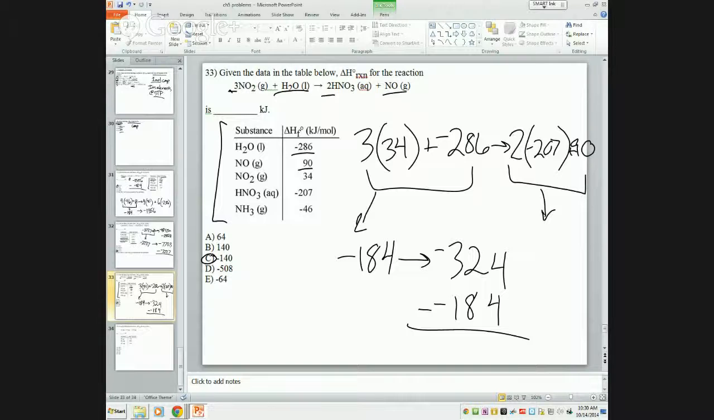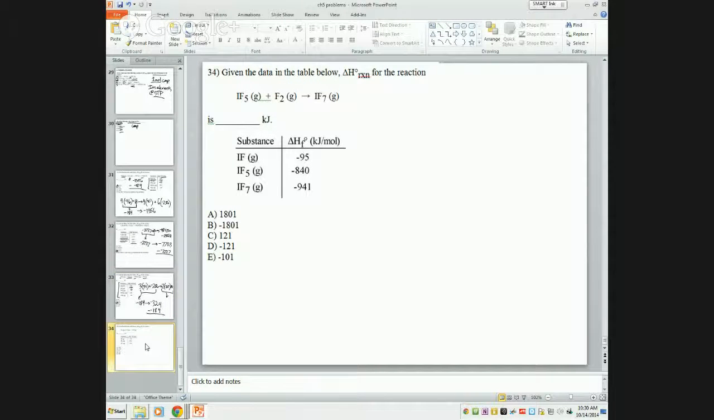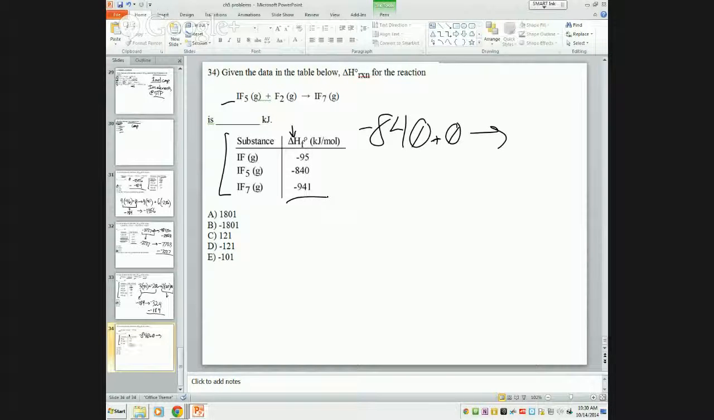All right, cool. One more problem. Hope these are helping you. So, again, they give us a table. If they didn't give you a table, it would be in Appendix C. You can look it up in your book or in your supplementary tables that I gave you guys. There's a chart for all these heat formations in Appendix C. So IF5, this one's kind of all coefficients of 1, so I don't got to multiply anything. F2, which is 0, so plus 0, right? Arrow, IF7, which is negative 941. So I got to take the difference there.